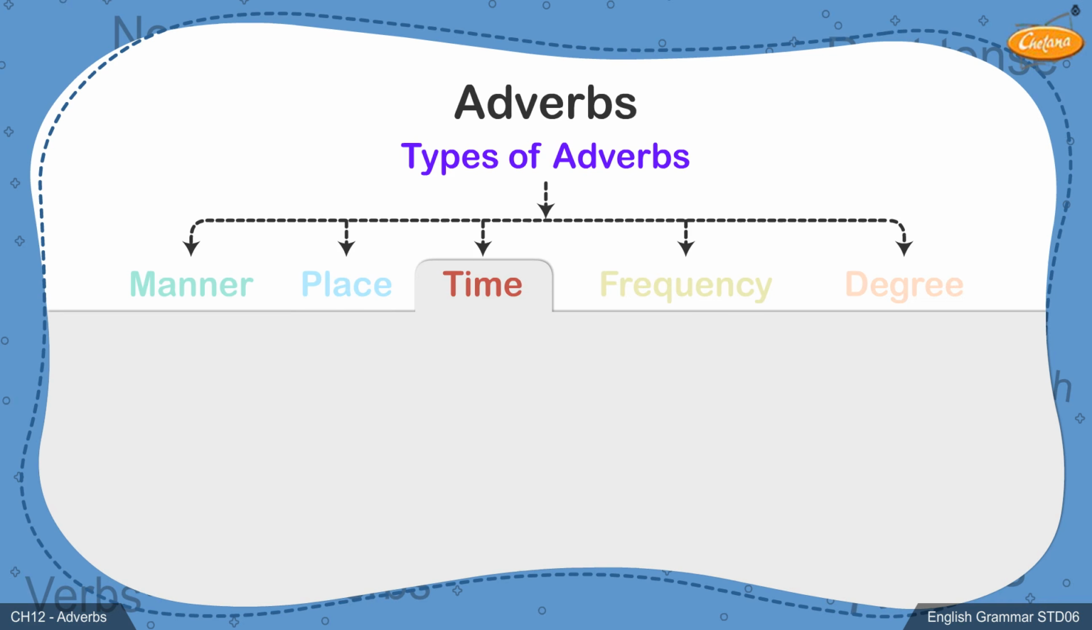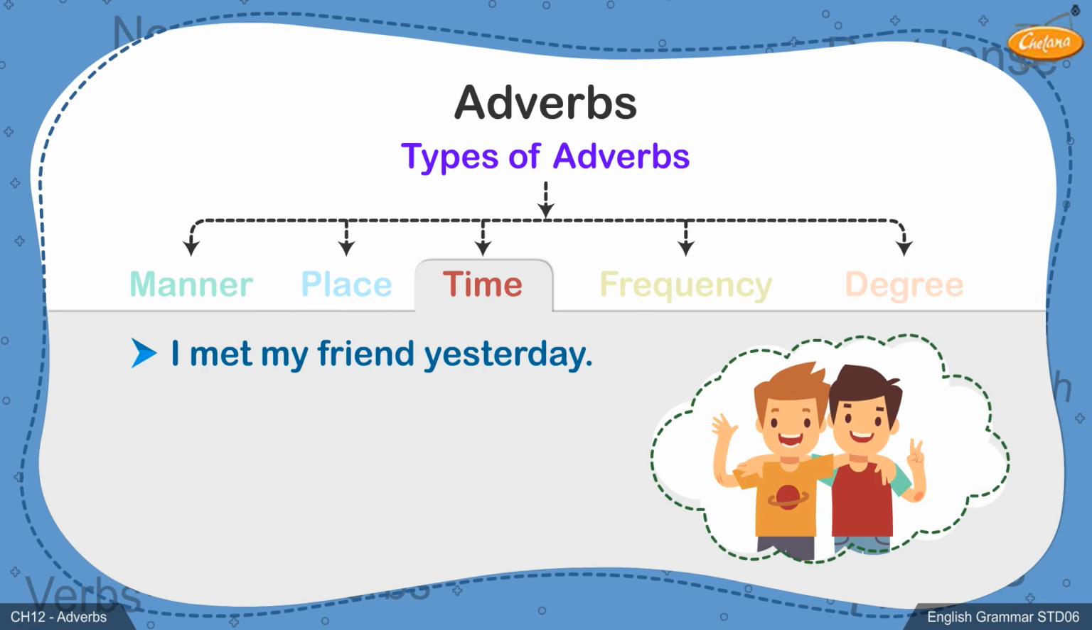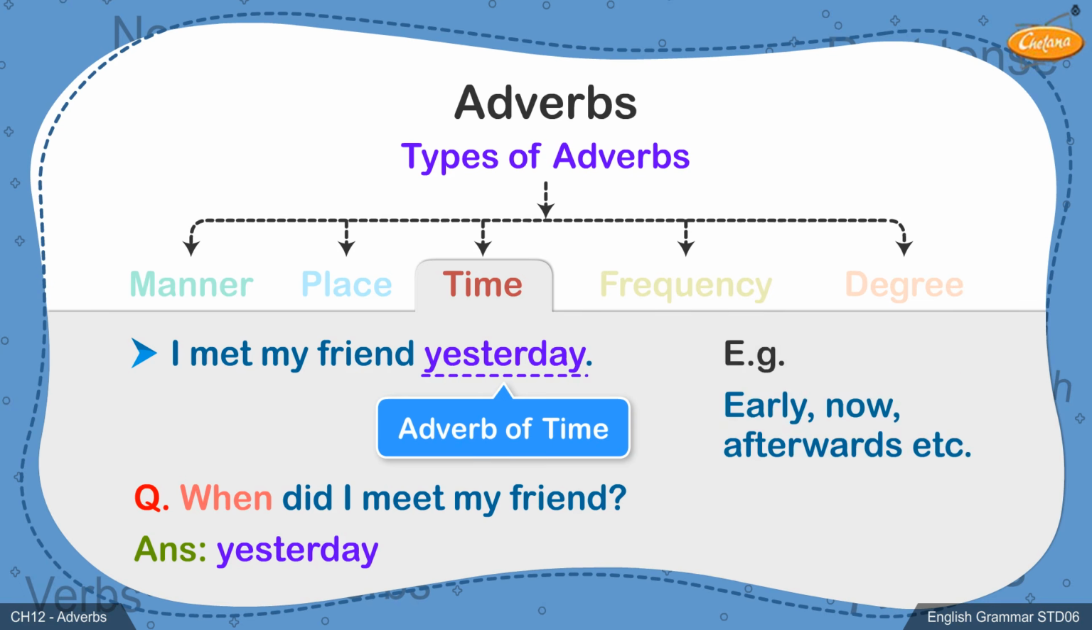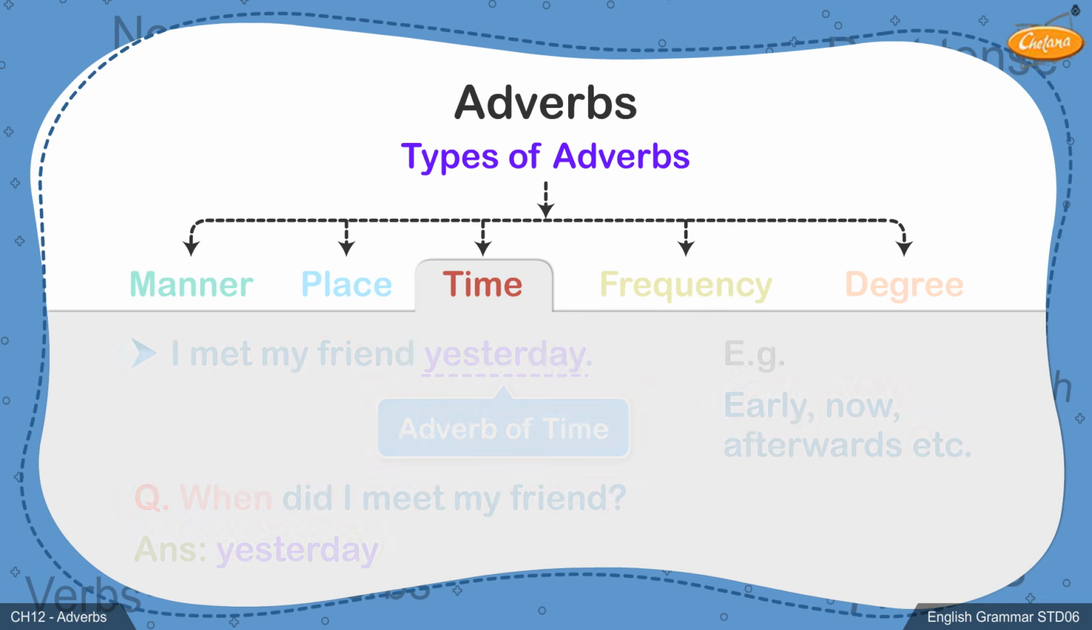Let's move on to the next one. I met my friend yesterday. In this sentence, the word yesterday tells us more about when I met my friend. Hence, yesterday becomes an adverb of time. Other examples of adverbs of time are early, now, afterwards, etc.